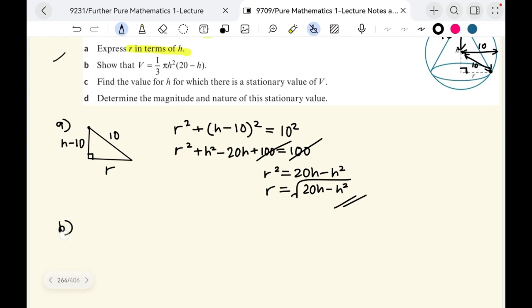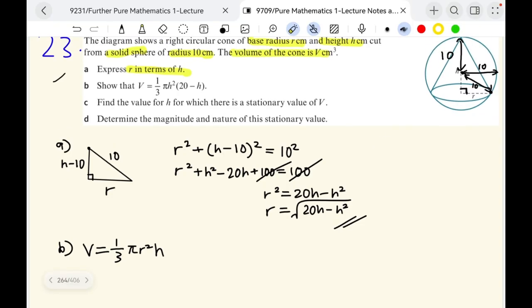Okay, B. Show that V is equal to 1/3 pi H squared (20 minus H). Okay, so what is the volume of a cone? It is 1/3 pi R squared h. Pi R squared is the area of the base times height. Why 1/3? Because it is a cone.